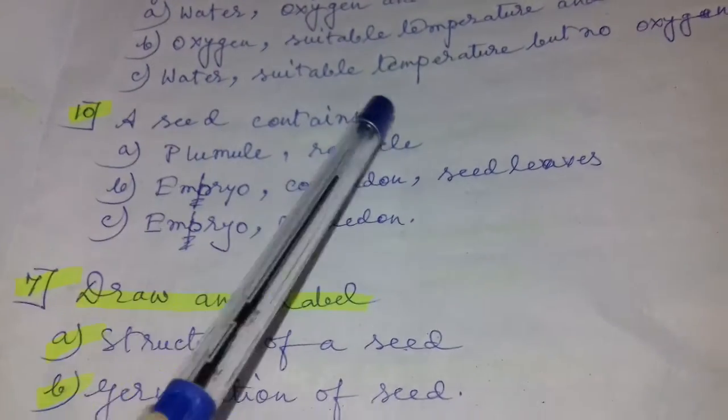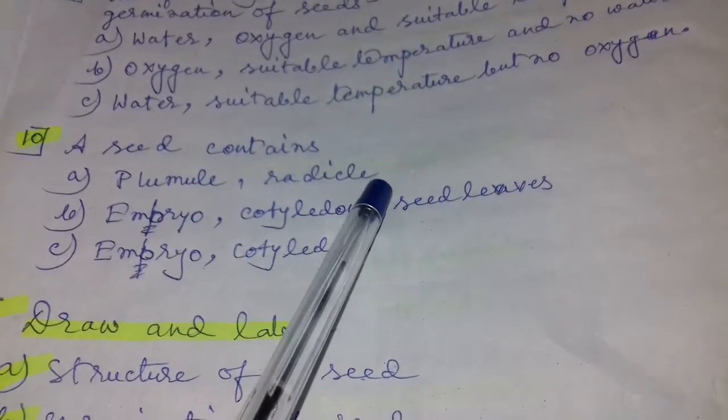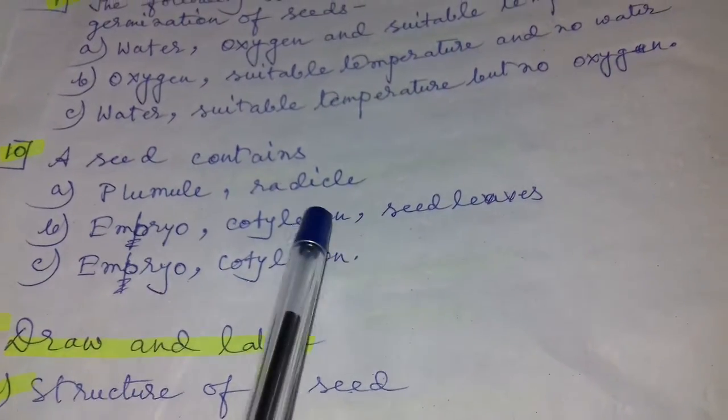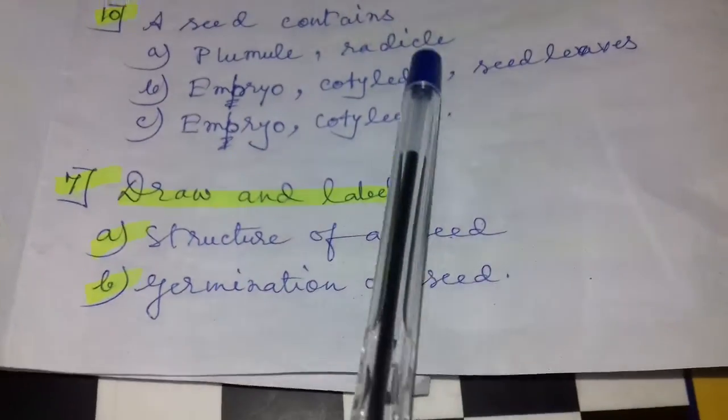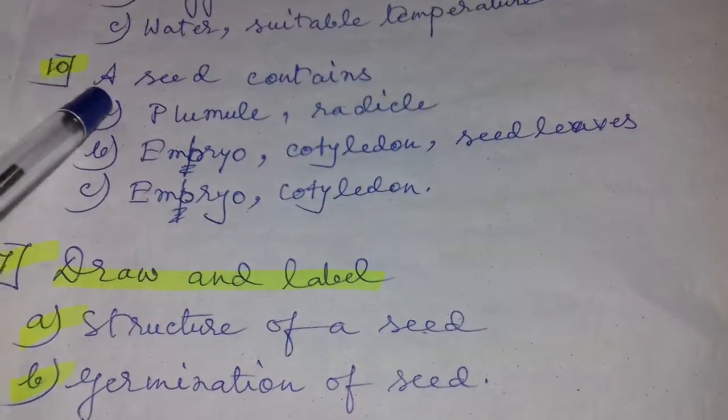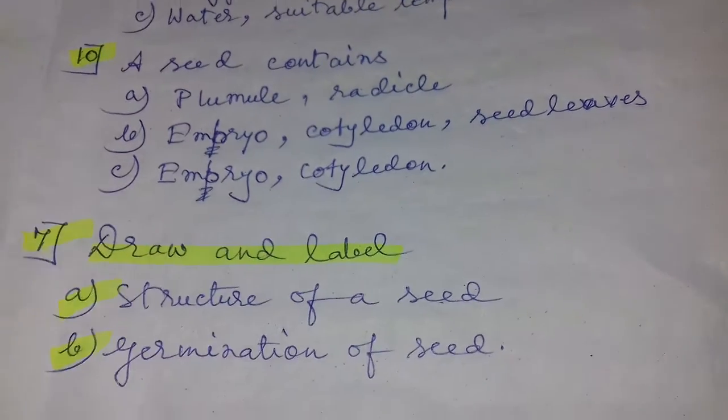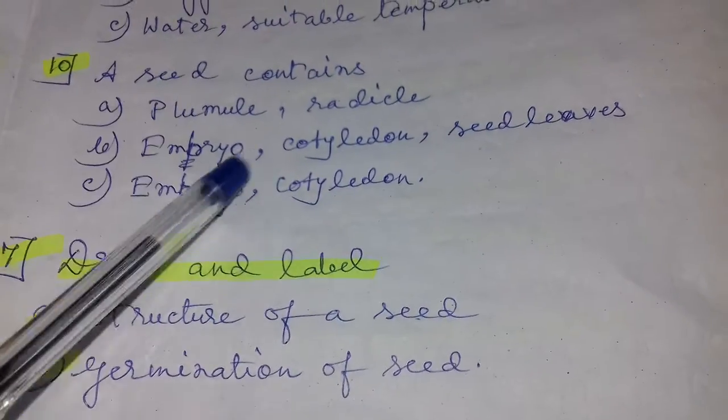10. A seed contains A, plumule, radicle. B, embryo, cotyledon, seed leaves. C, embryo, cotyledon. You have to choose the correct option from A, B and C. So, these all are the homework for you.